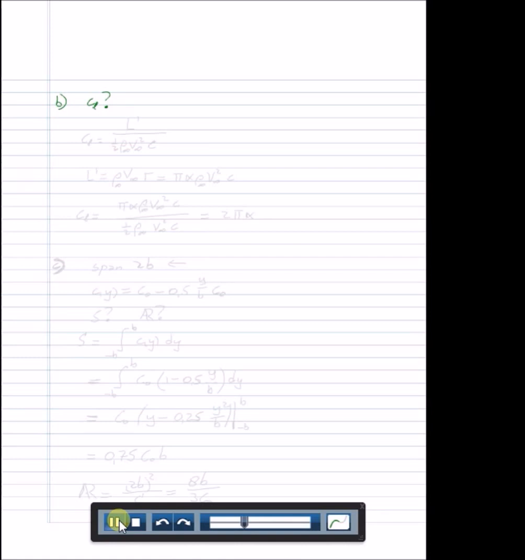We know the definition for CL. CL is defined as L prime, which is the lift per unit span, divided by half rho infinity V infinity squared times C.